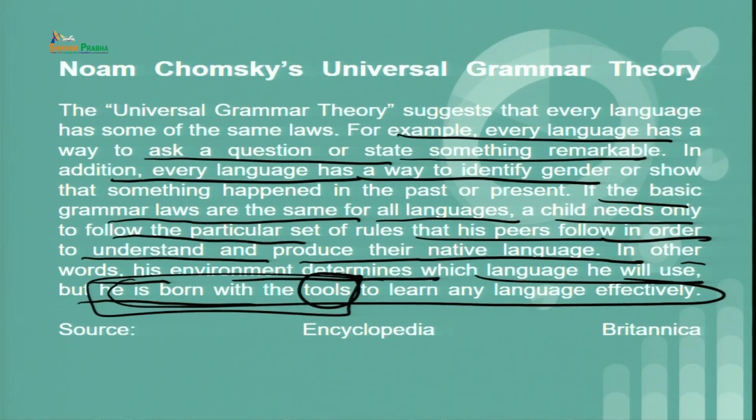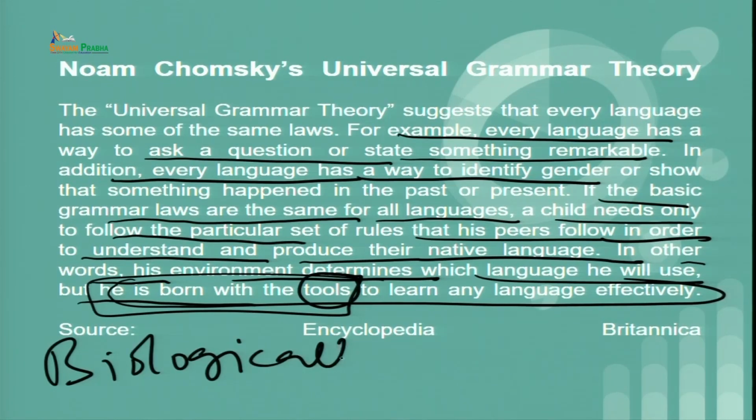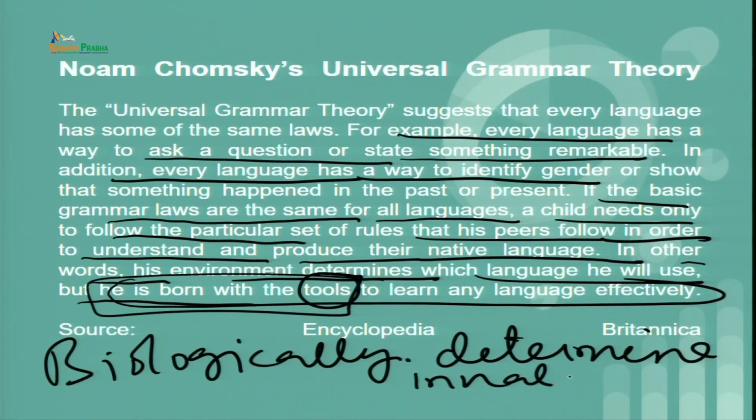Noam Chomsky argued that if human beings are brought up under normal conditions, they will always develop language with certain properties. This theory proposes that there is an innate, biologically determined language faculty. I am writing over here: biologically determined innate faculty. Right? That knows these rules, that makes it possible for a child to learn to speak.